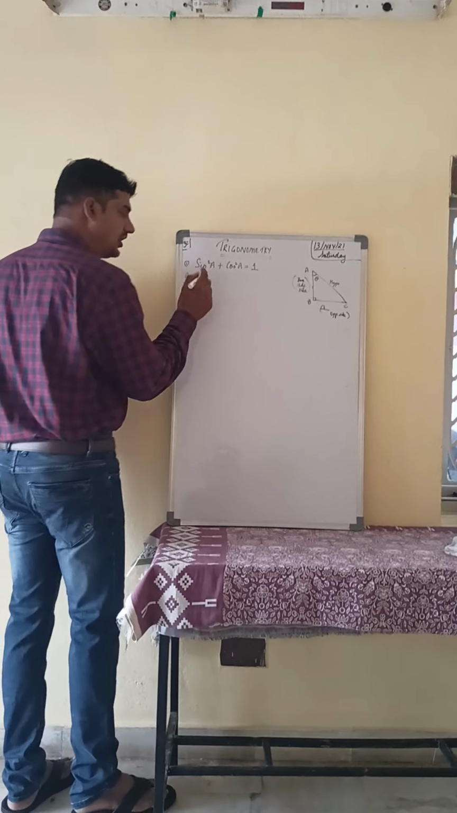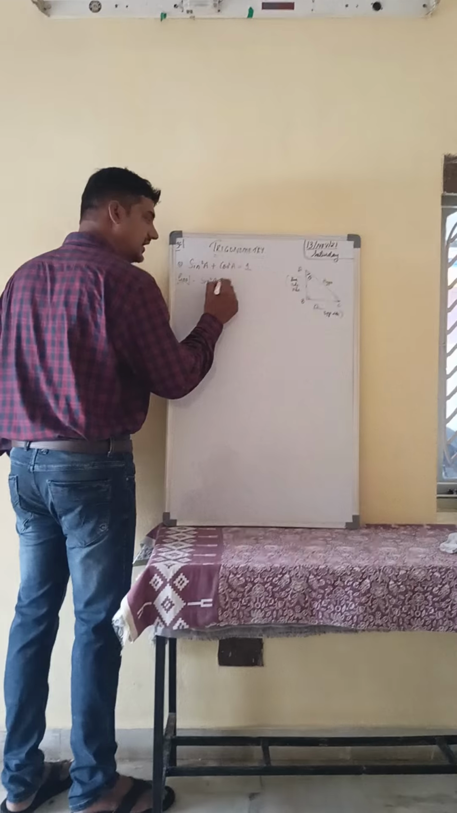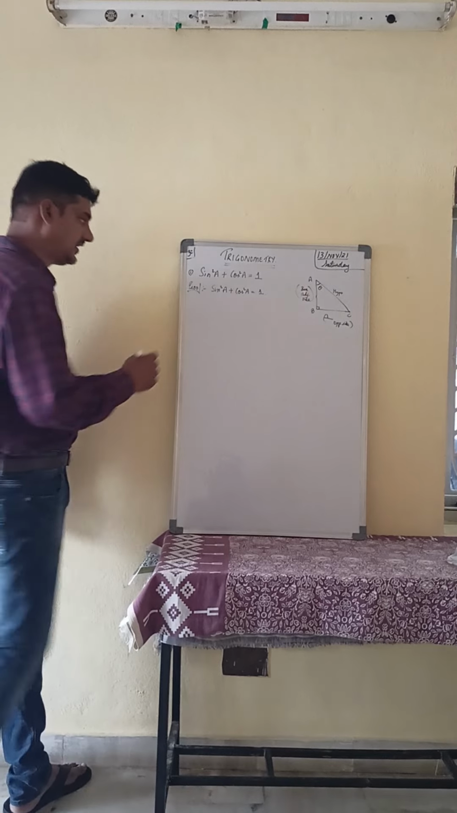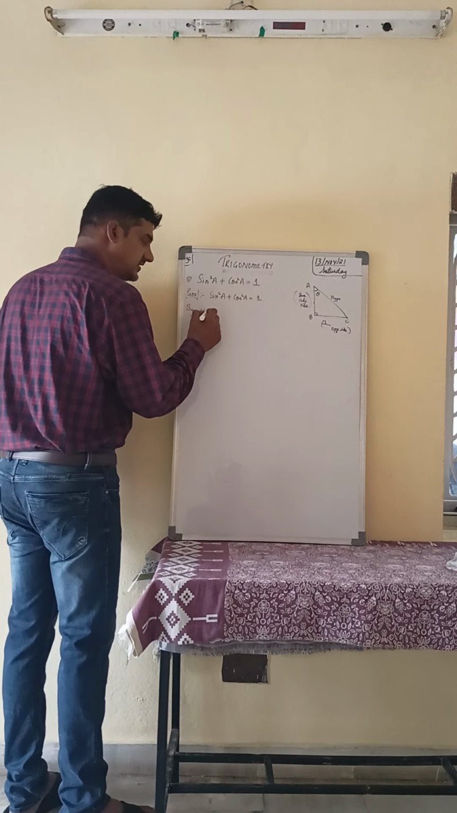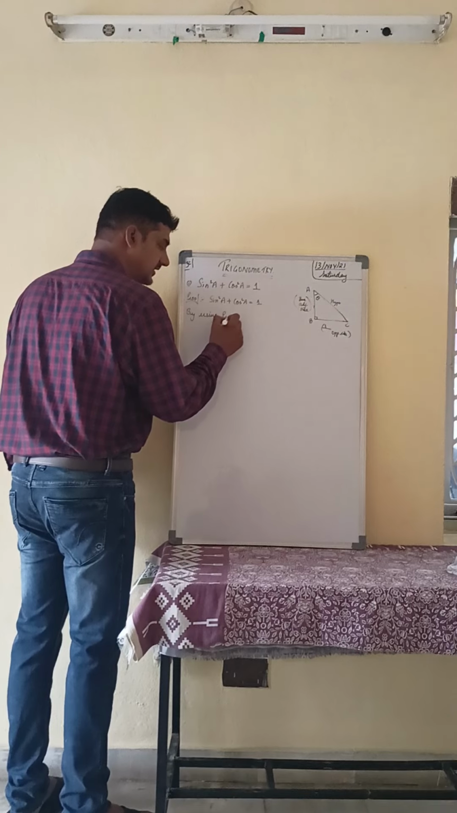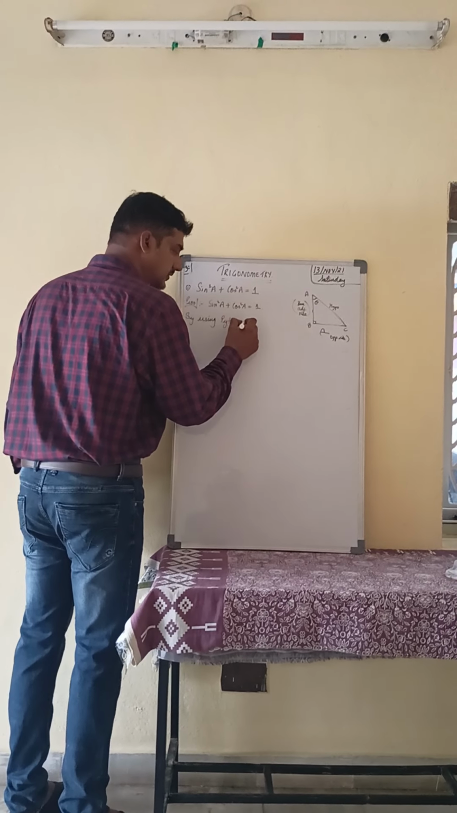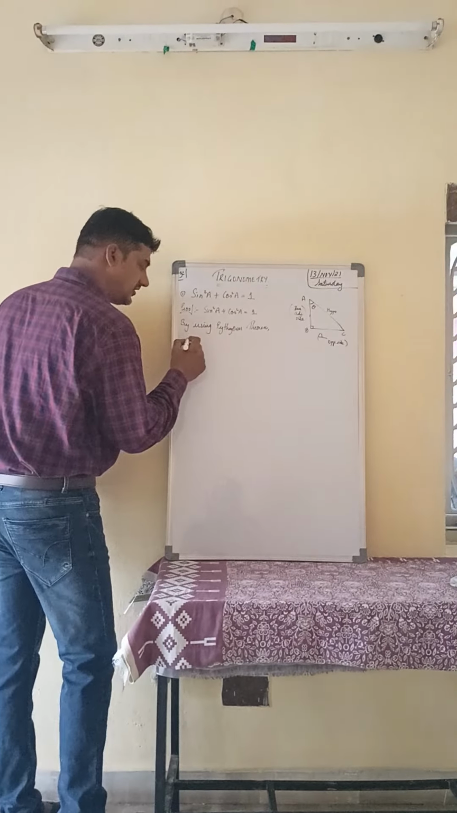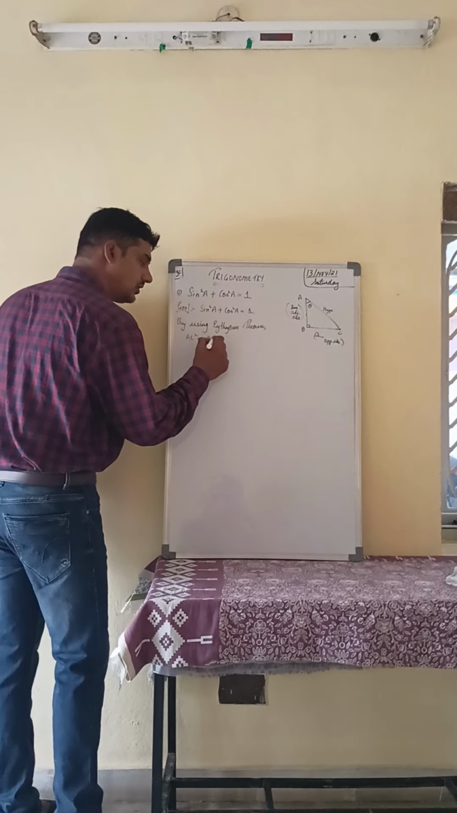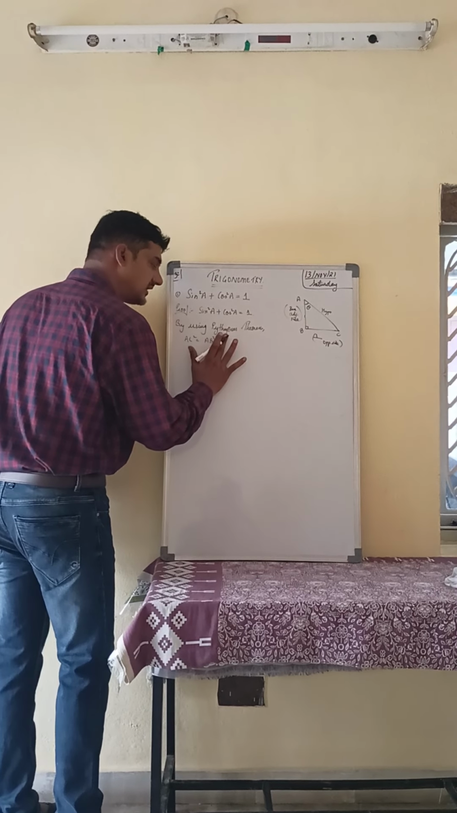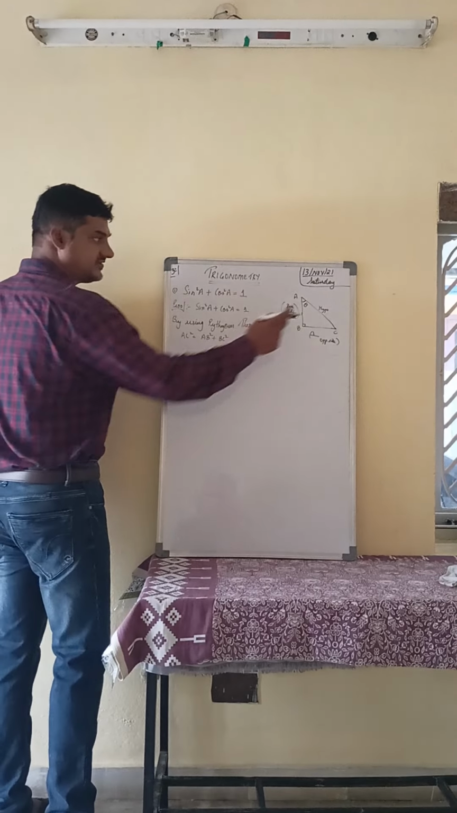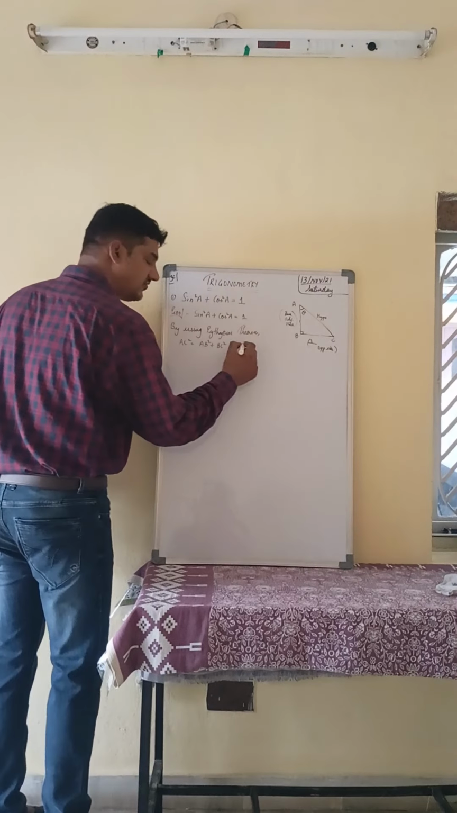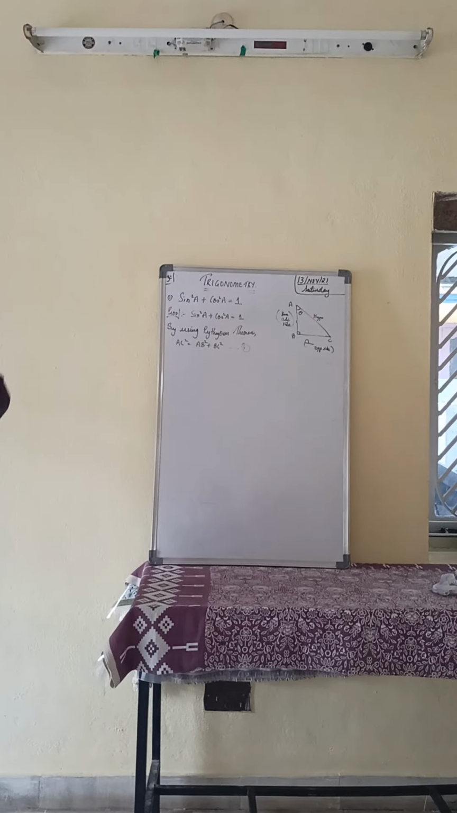Now, how are we going to prove this? Sin square A plus cos square A is equal to 1. At first, students, we are going to use the Pythagoras theorem. By using Pythagoras theorem, what do we get? The hypotenuse square, that is AC square, is equal to the sum of the squares of the other two sides. AC is the hypotenuse. AC square is equal to AB square plus BC square. This we are marking as equation number 1.